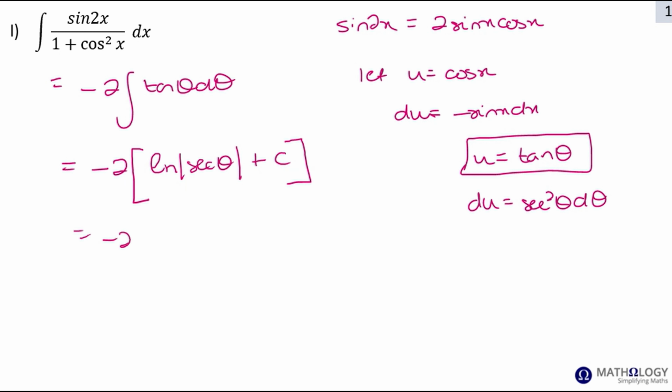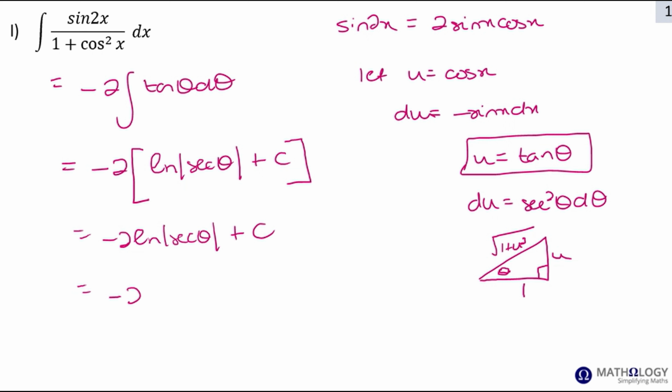Bring the minus 2 in, so we have minus 2 ln sec theta plus c. Our substitution was u equals tan theta, so we need to express sec theta in terms of u, at least the first u, because we have another u up here, u equals cos x. So we'll draw a right angle triangle. Tan theta is opposite over adjacent, so it'll be u over 1, so opposite will be u, adjacent will be 1, and the hypotenuse will be root 1 plus u squared.